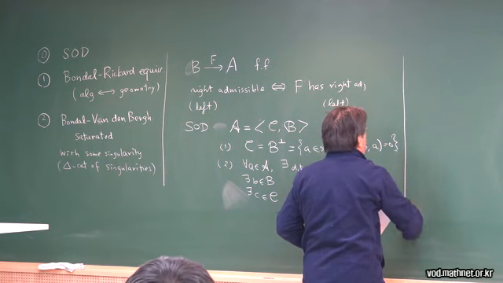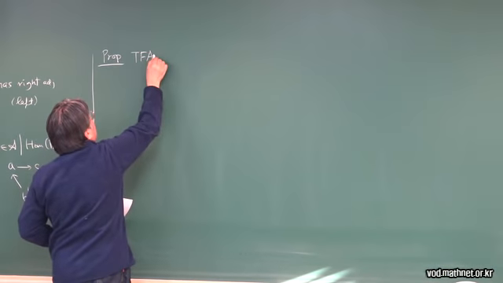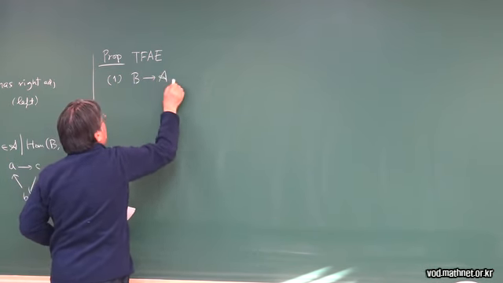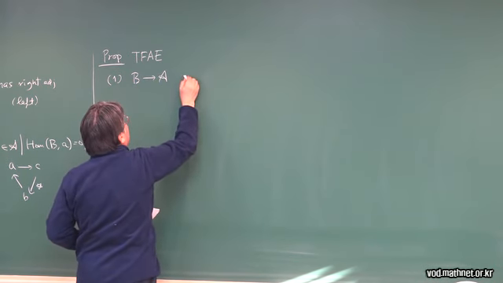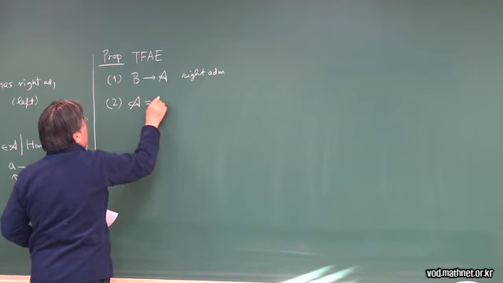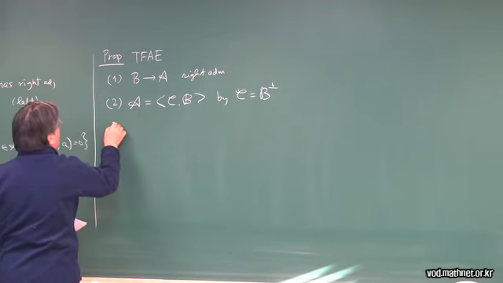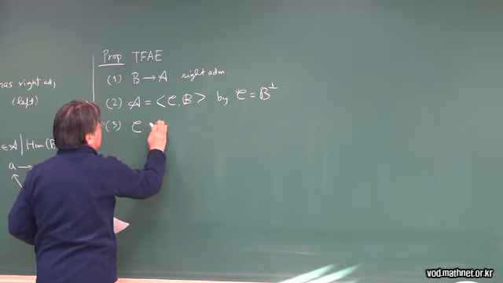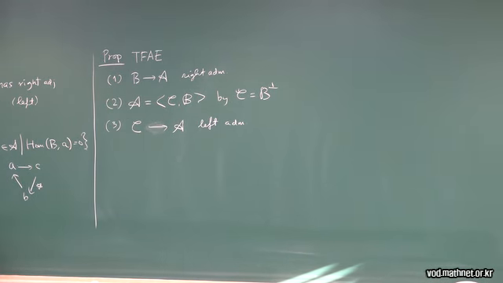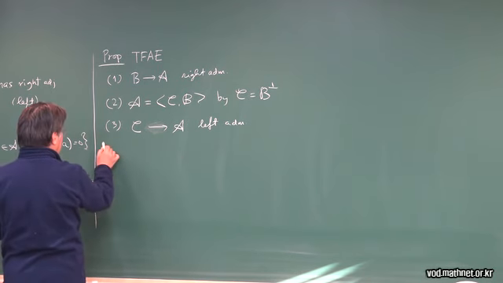Okay, and there's a proposition that the following are equivalent. The first condition is that B to A is right admissible. Second, A has the semi-orthogonal decomposition with C equals B perp. And third, C is left admissible. Now these three conditions are equivalent. It is kind of an easy exercise, so I will just explain.